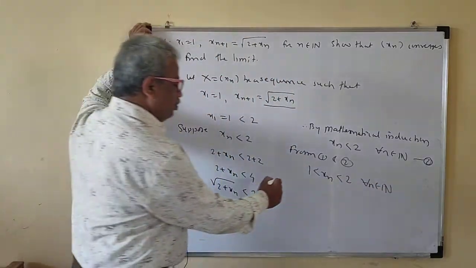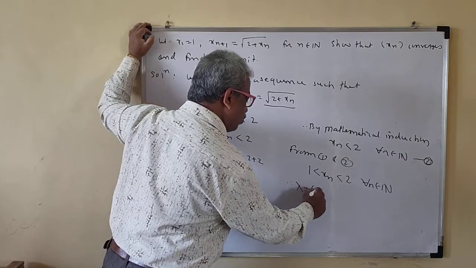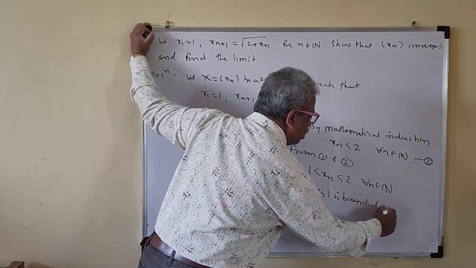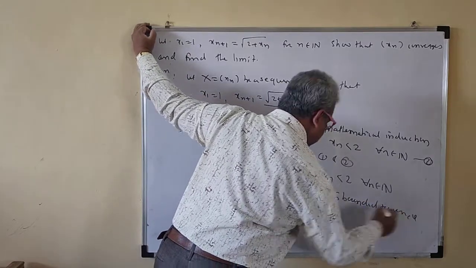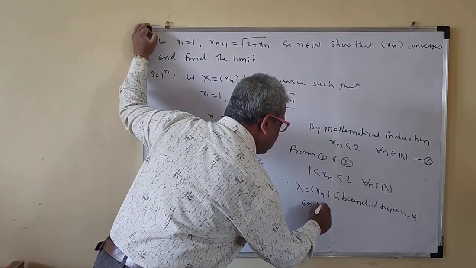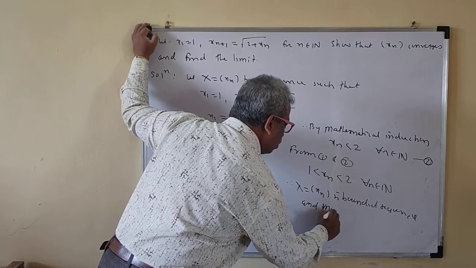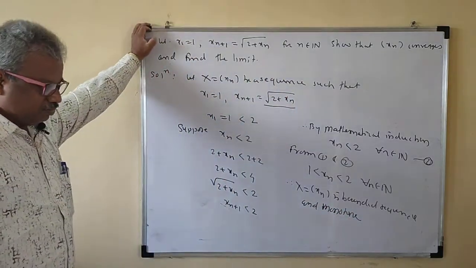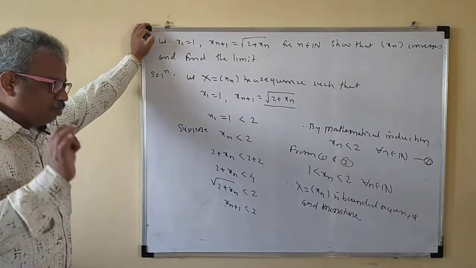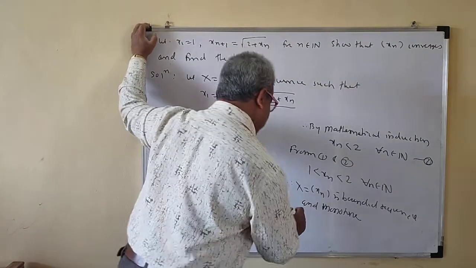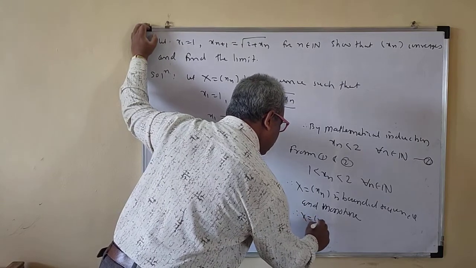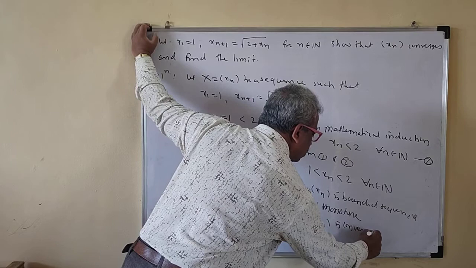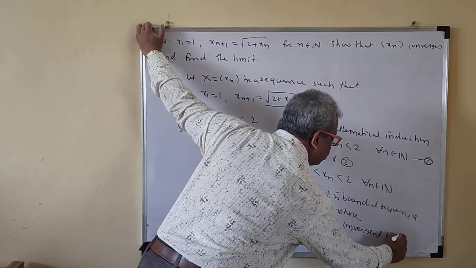Therefore, the sequence x equal to xn is a bounded sequence and it is monotone. Now, a monotonic bounded sequence is always convergent. Therefore, x equal to xn is a convergent sequence.